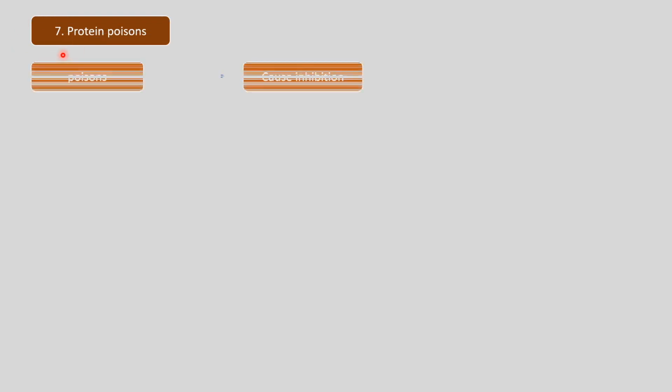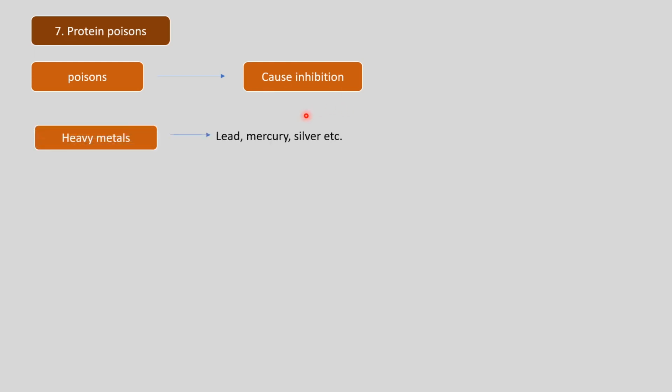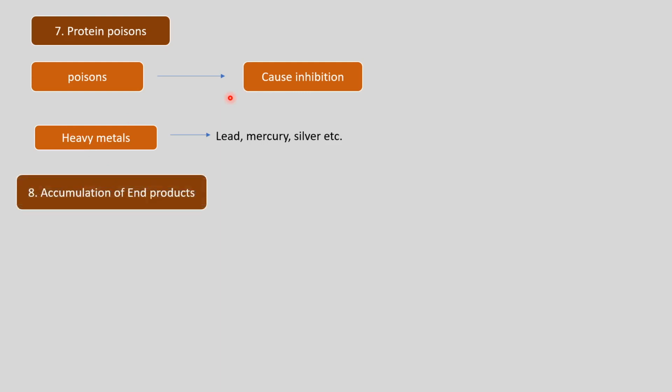Now coming to the next factor, which is protein poisons. Poisons, as we know, can cause inhibition. These poisons could be heavy metals like lead, mercury, silver. When these heavy metals are present, this can cause inhibition of the enzyme activity.